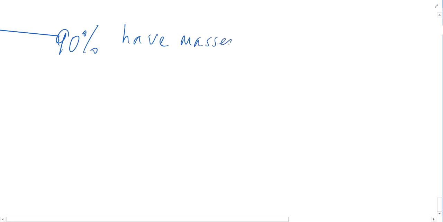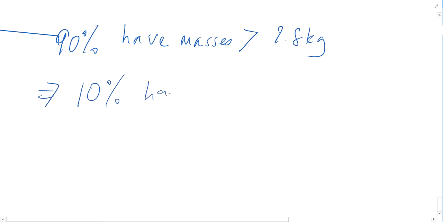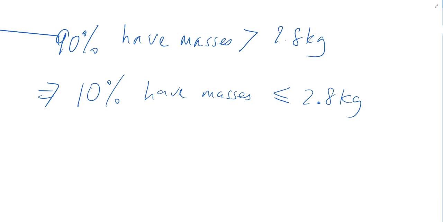So it says that 90% have masses greater than 2.8 kg. This implies that they are trying to say 10% have masses less than or equal to 2.8 kg. This is what they are trying to say, and this is what we are trying to prove, whether it is right or wrong. So let us go back to our graph.